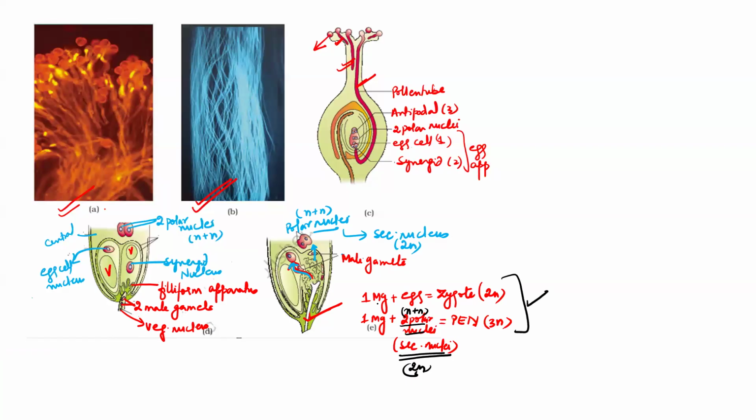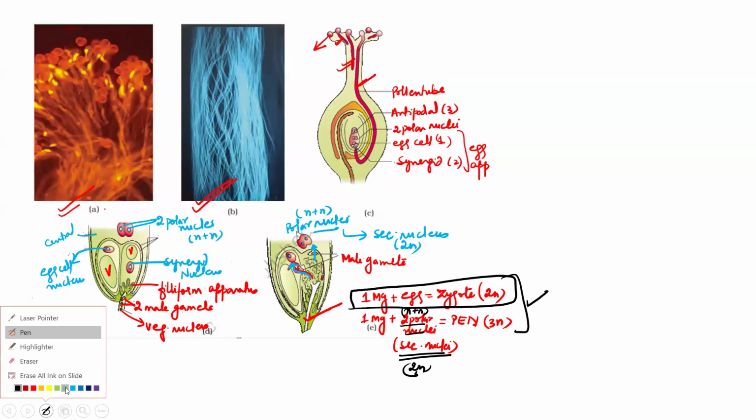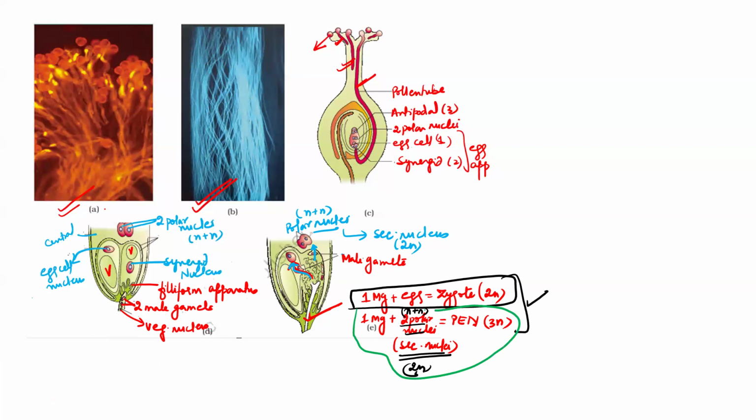One is syngamy. This is syngamy where the two gametes are getting fused to form zygote. Another is triple fusion. This is triple fusion where the three nuclei are getting fused to form primary endosperm nucleus.